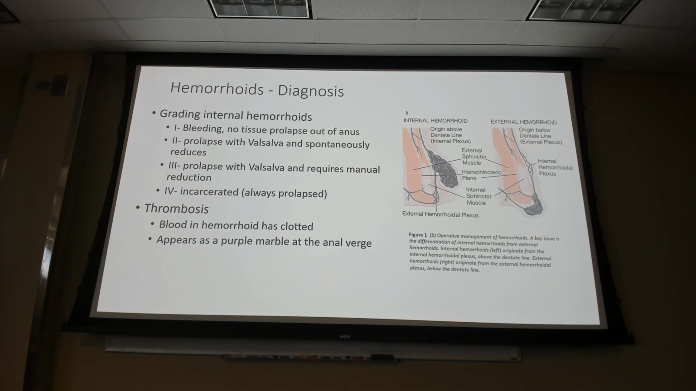And then we have our different grading for hemorrhoids. So, one is no bleeding, no prolapse, and then you have your prolapse with Valsalva or some sort of maneuver, or you can reduce it. And then you have your prolapse with Valsalva, and you have to manually reduce it. And then you have your incarcerated, which is when we look at treatment. That's when we look at it being thrombosed. So basically, blood in the hemorrhoids clotted. It looks like that purple marble in the first picture on the anal verge, and it's extremely painful.